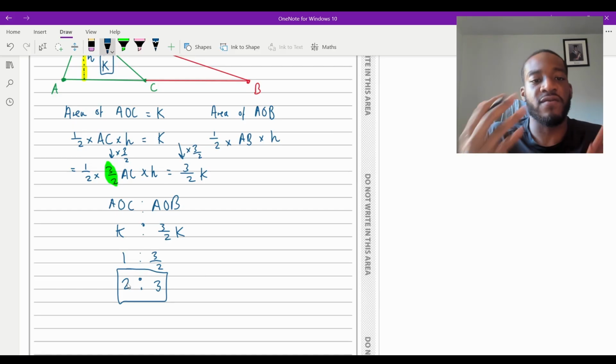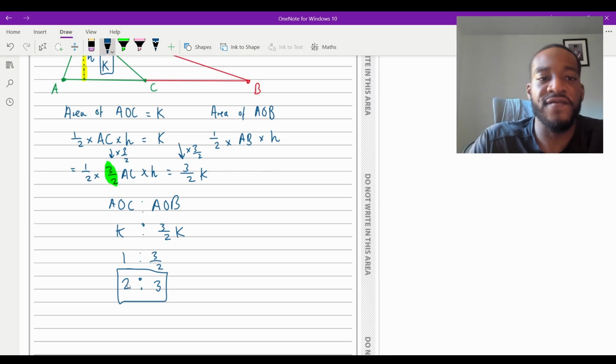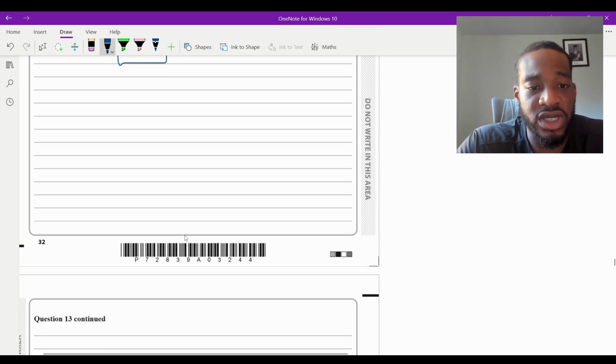Now, you don't have to do all of this. Some of you may have been able to just do it very quickly, but it's a walkthrough. So I just want to make sure it's very clear and concise. But yeah, that's pretty much it. And that will give you the full marks. And what is this? This is question 13.